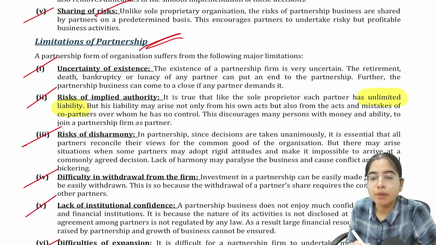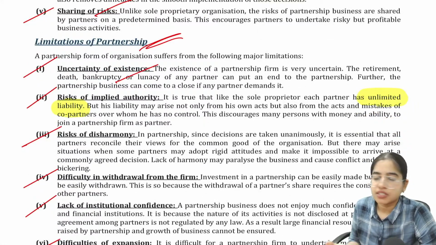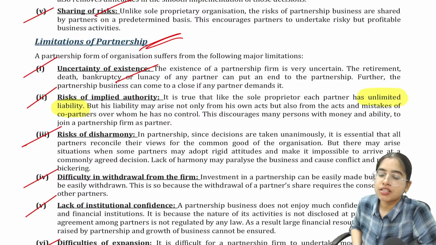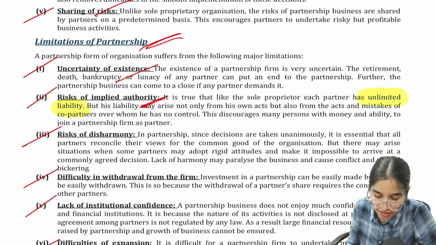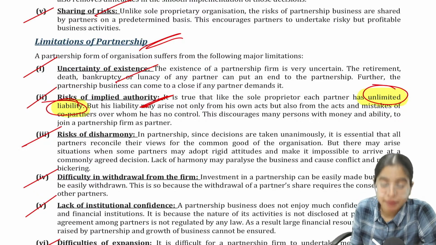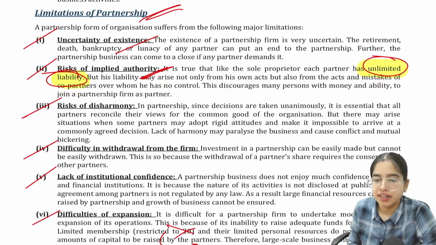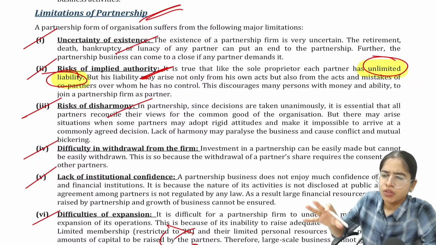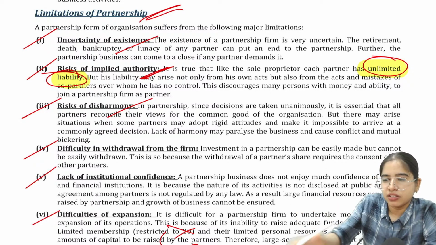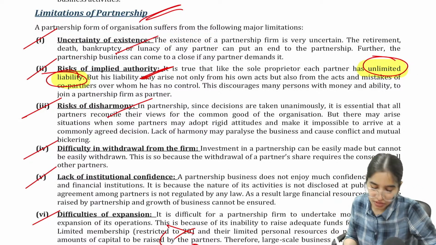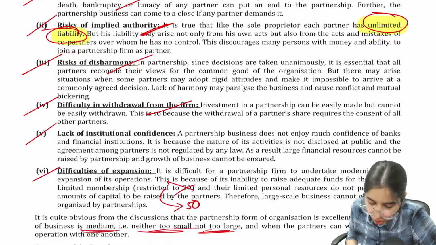What are the limitations of partnership? Uncertainty of existence. Why? Because if any partner dies, then the partnership will come to an end. Next, there is a risk in implied authority. Why? Because there is unlimited liability. All the partners' liability is unlimited. Risk of disharmony. Disharmony means quarrel. Let's say one partner is saying one thing, second partner is saying another thing, and they quarrel with each other. So there is a risk of disharmony. Difficulty in withdrawal from the firm.